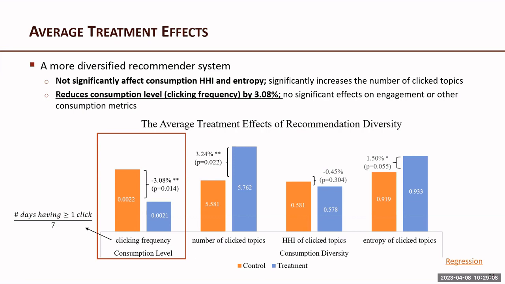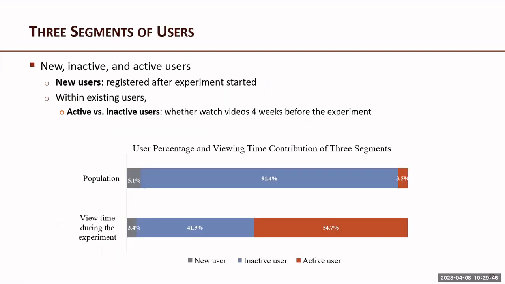The reason why we want to emphasize this metric is that firms really care about it, since it is closely related to the daily active user number, which is a key performance metric of the firms. And we found that for the treatment users, their clicking frequency is significantly 3% lower than the control group, meaning that average users reduce their consumption level. And facing such undesirable results, we further look into how users could respond differently. Did you have a question?